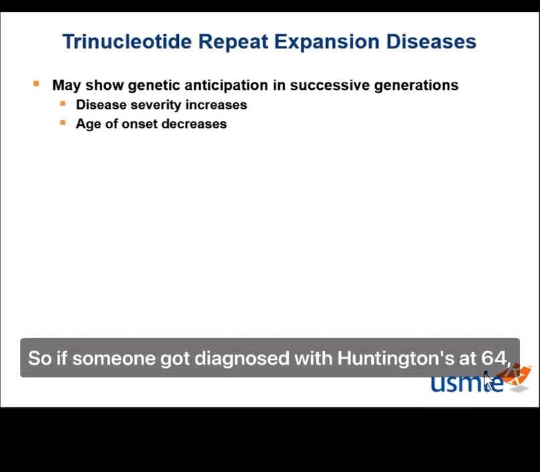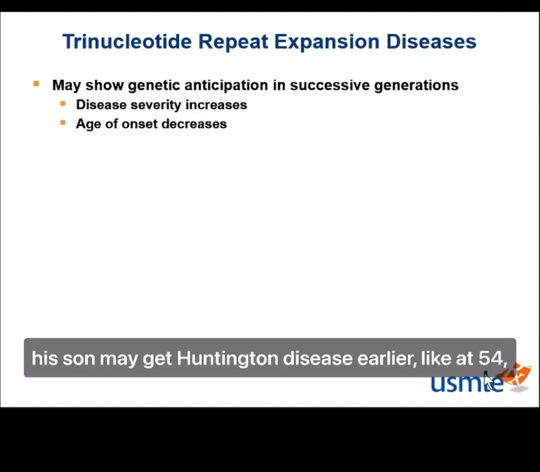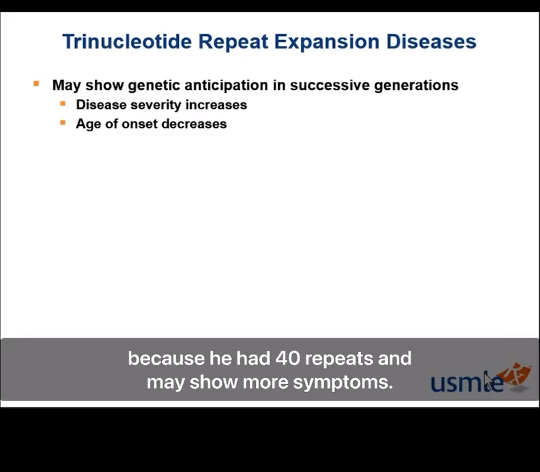So if someone got diagnosed with Huntington's at 64 because he had 30 repeats with minimal symptoms, his son may get Huntington's disease earlier, like at 54, because he had 40 repeats and may show more symptoms.